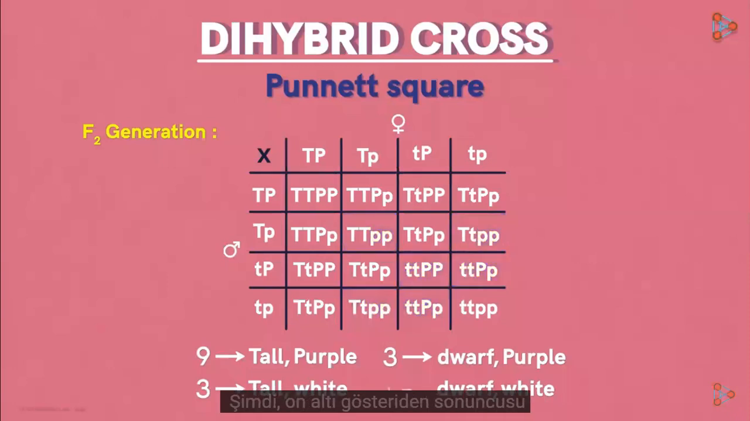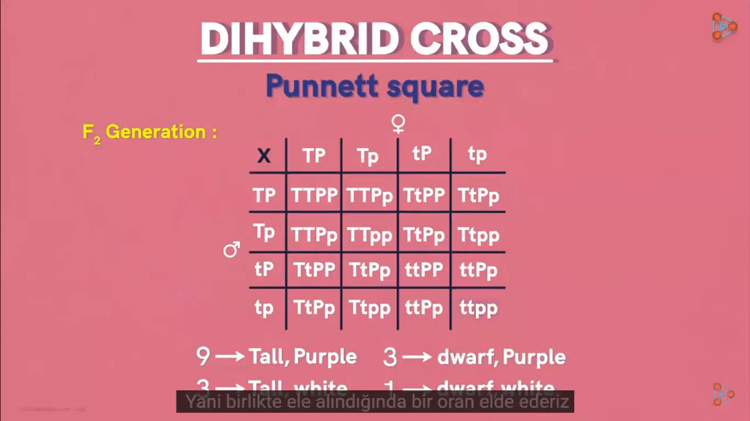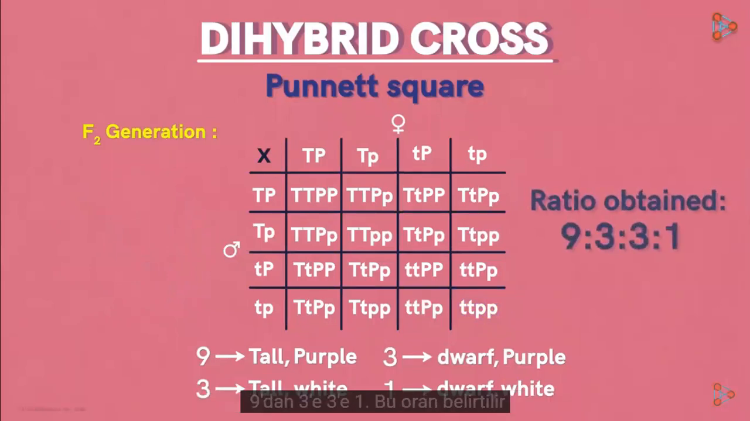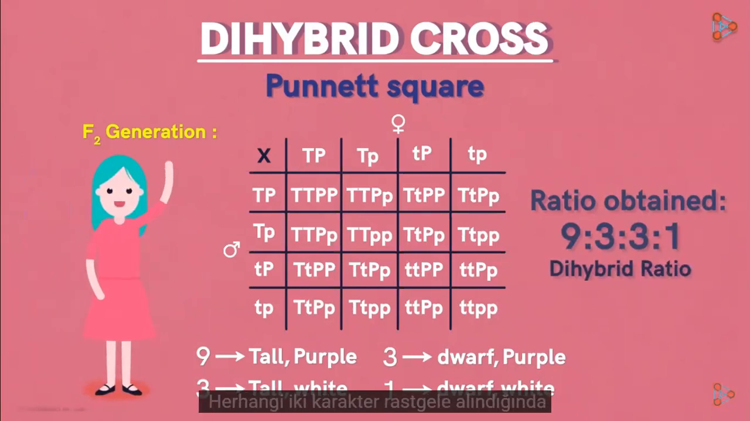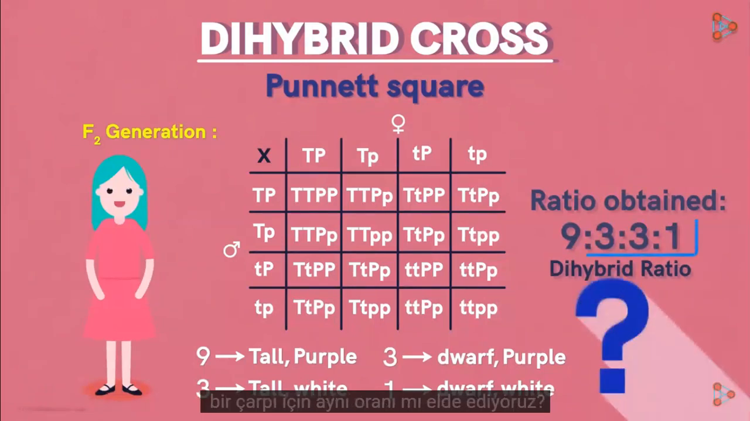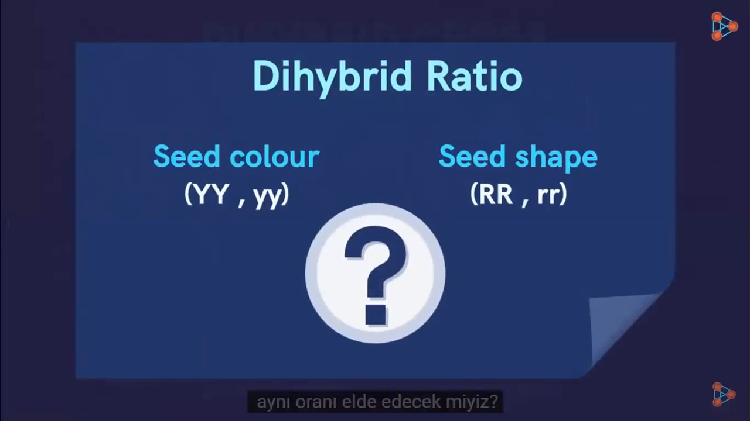Now, the last one among the 16 shows both the recessive traits, a plant which is dwarf and has white flowers. So if taken together, then we obtain a ratio 9:3:3:1. This ratio is referred to as the dihybrid ratio. Now, Nora has a simple question for you. Whenever any 2 characters are randomly taken for a cross, do we obtain the same ratio? Say we take the seed color and the seed shape. Will we obtain the same ratio?